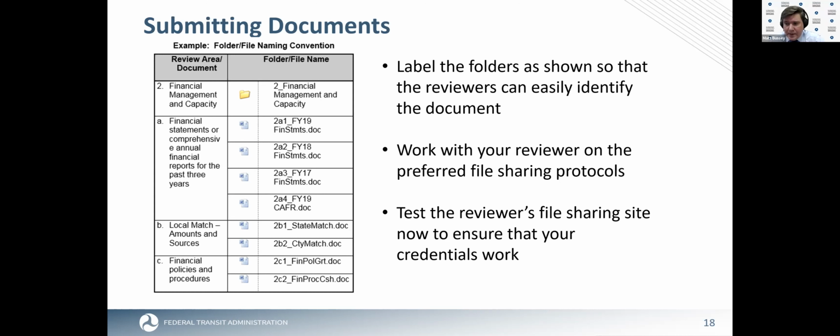The next thing is, for the most part, nobody's dealing with snail mail anymore.